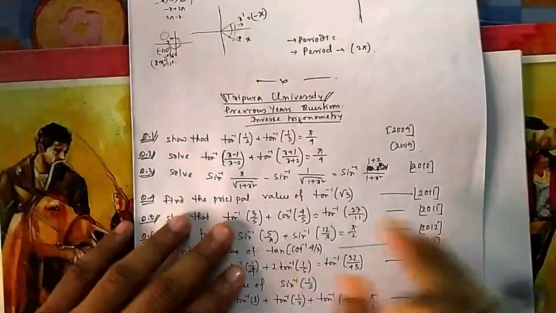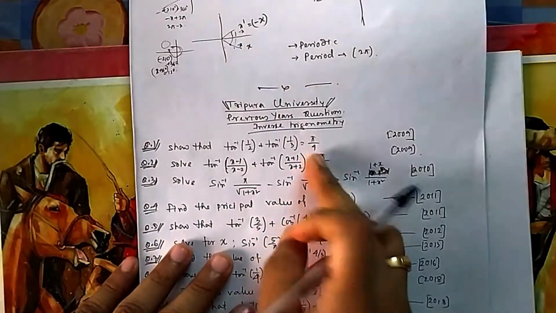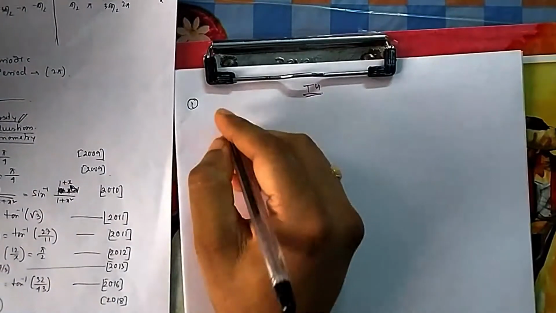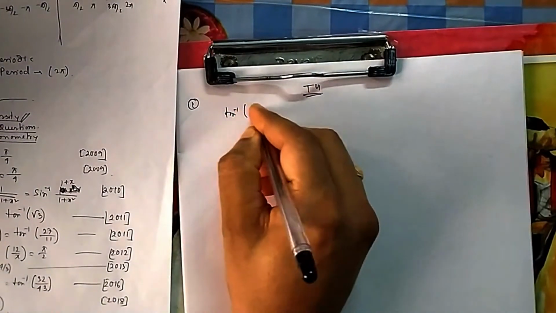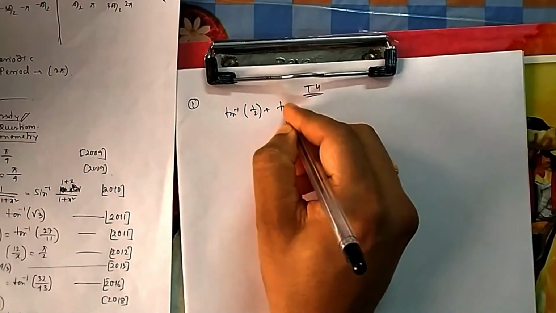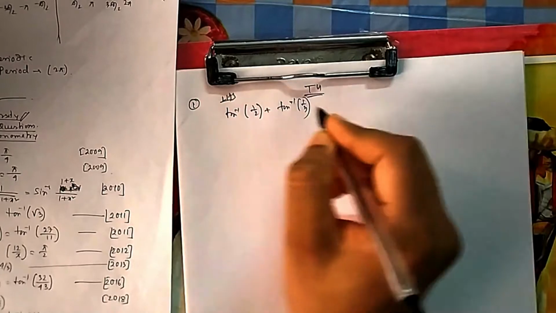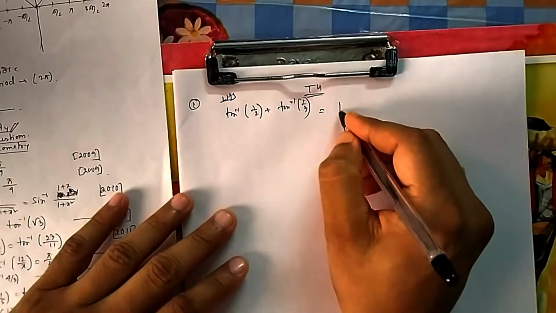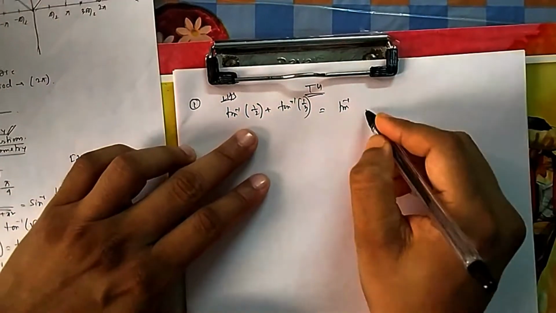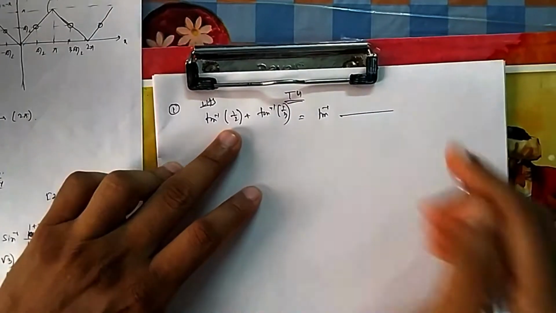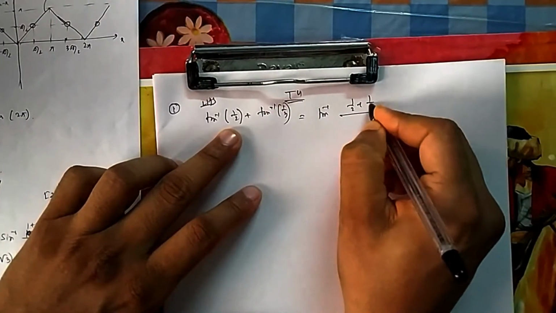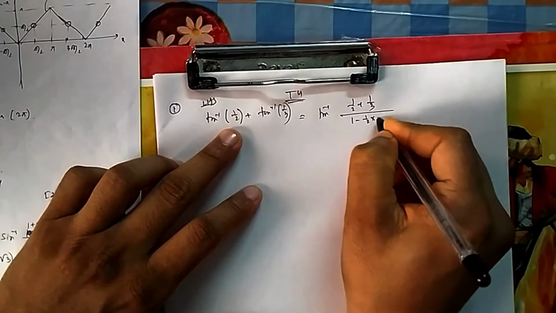Okay, in question number 1 it is asked to show that this is equal to pi by 4. So tan inverse 1/2 plus tan inverse 1/3. If I start with my LHS, there is a formula for tan inverse tan A plus tan B. You remember that formula, with that notation you can remember. So tan A plus tan B by 1 minus tan A tan B.